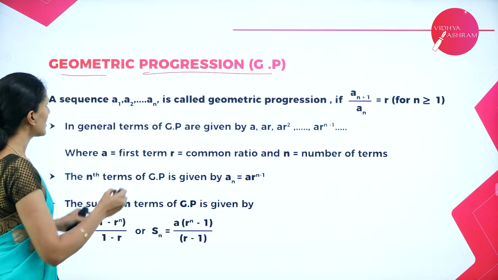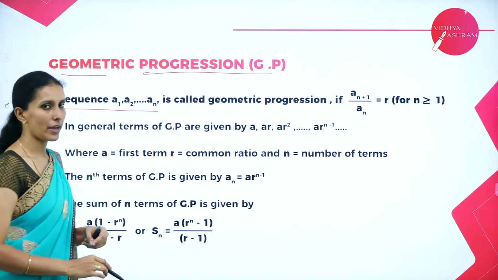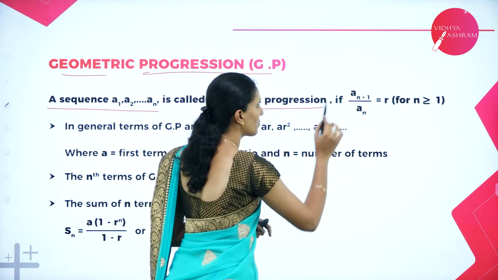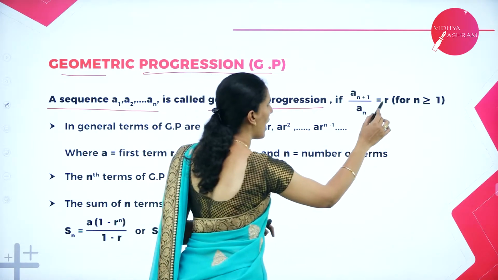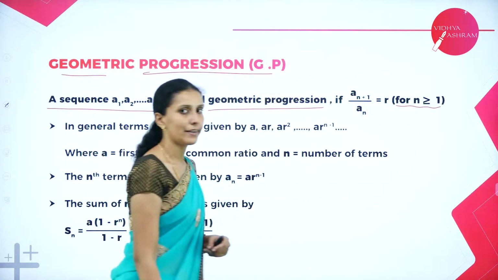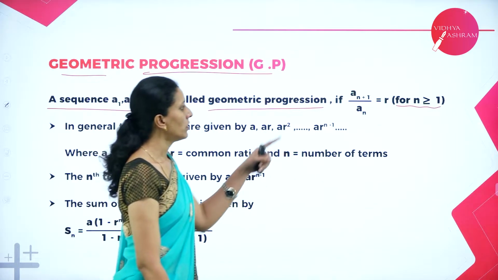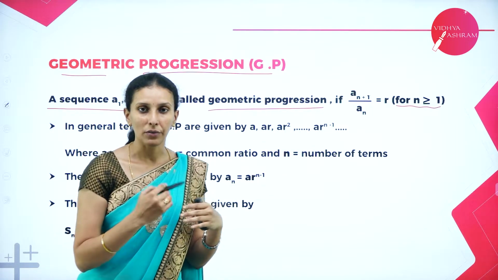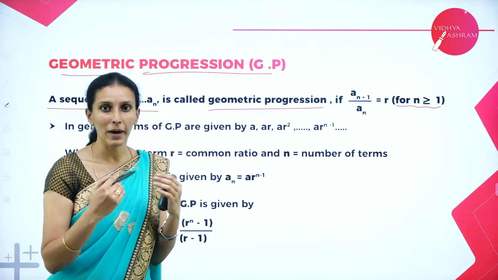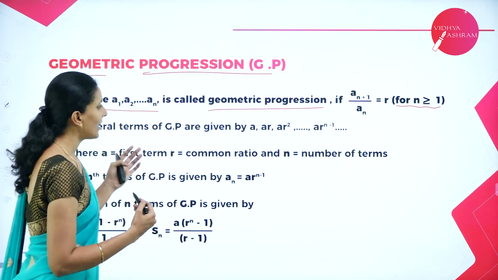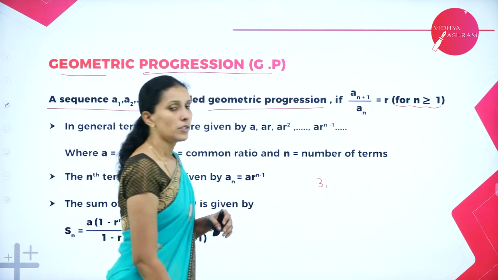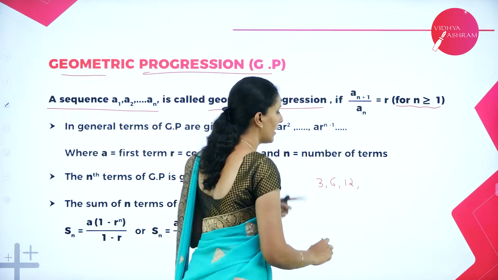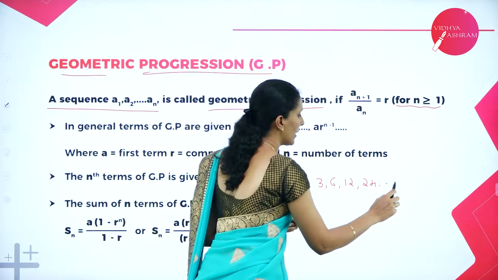Now, a sequence A1 to An is called a geometric progression if A(n+1) by An is equal to r, where n is always greater than or equal to 1. So the second term and the first term will have a common ratio, or a common multiple between them. We can take an example: 3, then 6, next 12, next 24, etc.